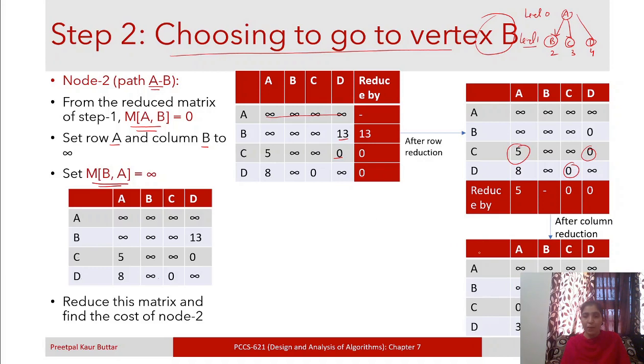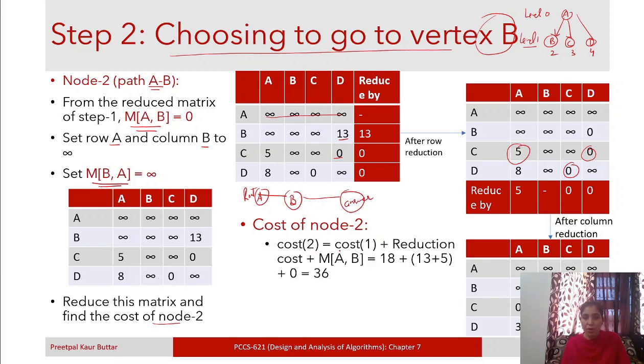Now we can find the cost of node 2, right? So what is the cost of node 2? Cost of node 2 includes two costs, as I told you in one of the previous slides. It is the previous cost from the root, which is A, the cost of getting from A to B, and then the second cost is the cost of going from B to an answer. Okay, so how do we find this cost?